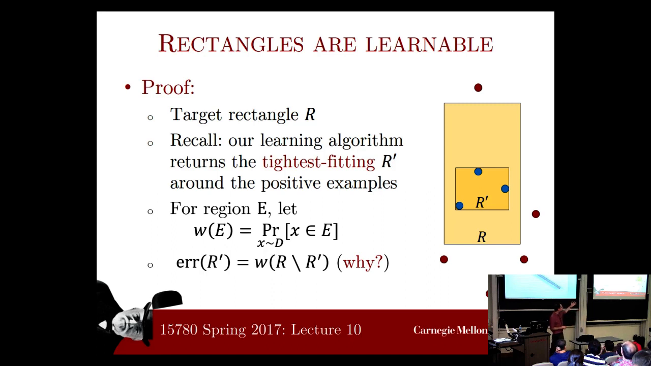Ashvil is saying that these are the points where R would say they're positive, but R prime would say they're negative. Everywhere else, R and R prime agree. Outside of R, both say negative. Inside of R prime, both say positive. So the only place where they disagree, and I might have an error, is this region between R and R prime, because R prime is contained in R. That's the only region where we might make a mistake. What we're doing is trying to bound the weight of this region, the probability that when I draw an example from D, it's going to fall into this problematic region.